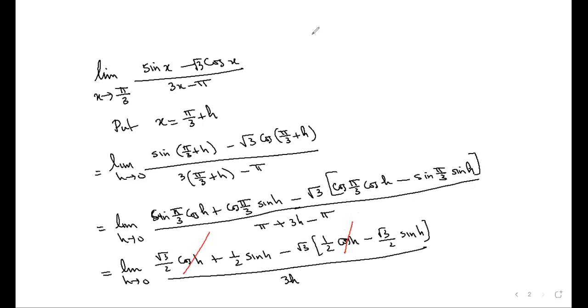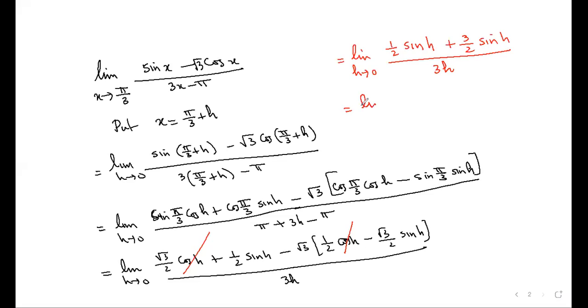Root 3 by 2 cos h cancels. So remember this: if cos is not getting cancelled, that means you made a mistake in your calculation of the sign, positive or negative. So it is plus 3 by 2 sin h upon 3h.